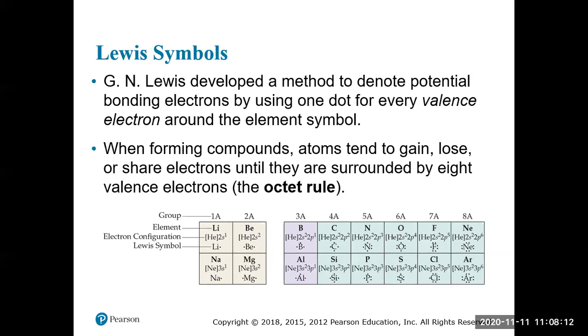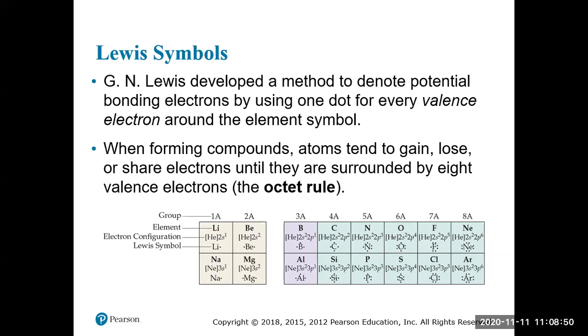So down at the bottom of the slide here, we see a cutout from the periodic table. And what we see is on top, we see the group number. So remember, that's the columns, 1A, 2A, 3A, 4A, all the way up to 8A. And then we see an element listed, and then the electron configuration. And then finally, what would be the Lewis symbol for that element. And what you see is a dot next to the element, and that dot represents a valence electron.